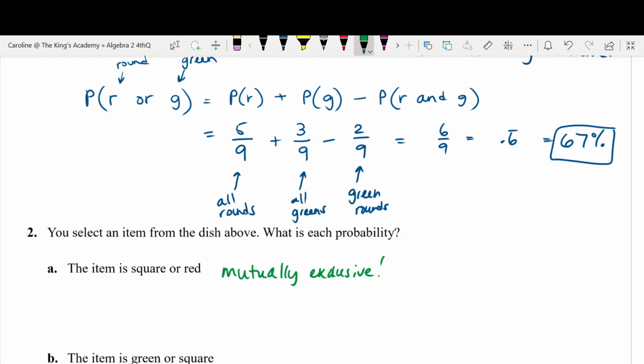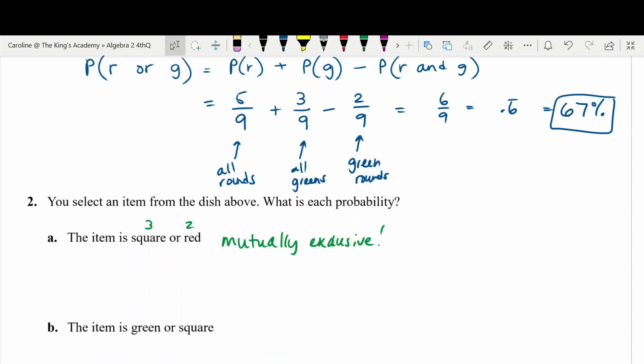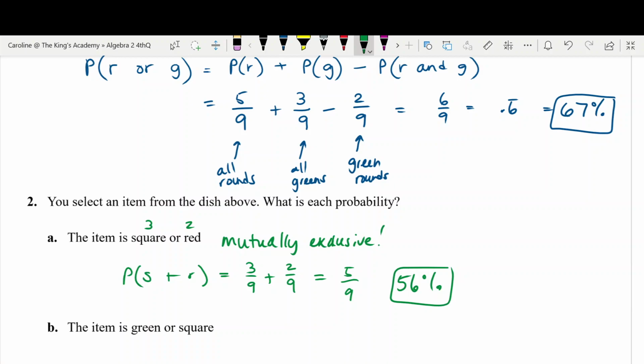So I'm just doing the basic, which is adding together the probability of getting a square item. How many is that? There's 3 of them, right? How many reds? 2. So the probability of choosing a square or a red would be 3/9 plus 2/9. What's that? Yeah, so 5/9 is what, 56%-ish? You can round it to a whole number, that's fine.